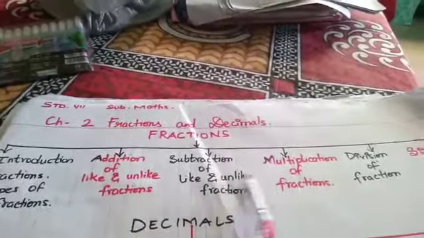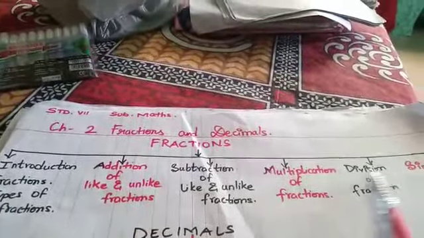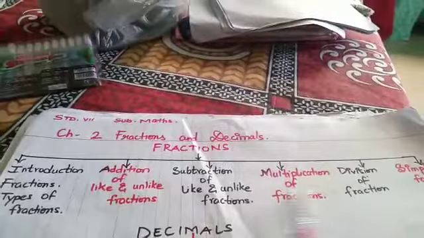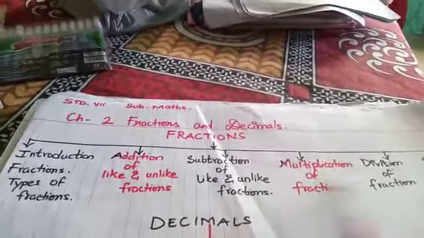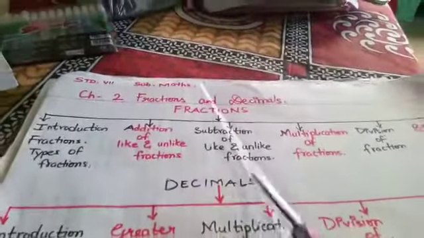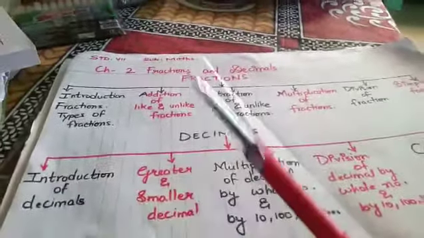So see this flow chart. The same flow chart you have to draw in your CW. Okay, and the next topic we are going to learn is decimals.